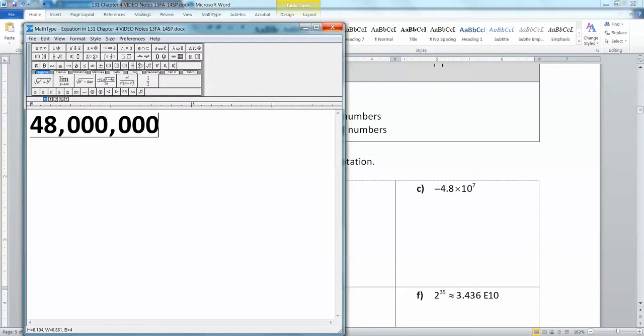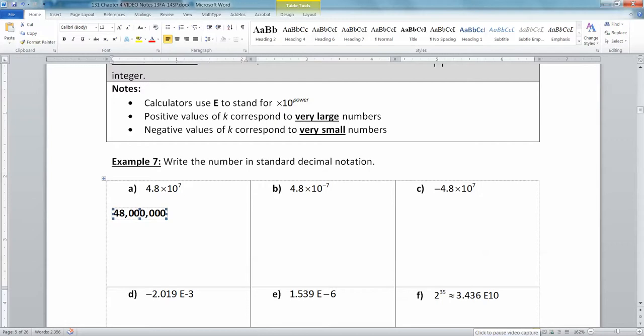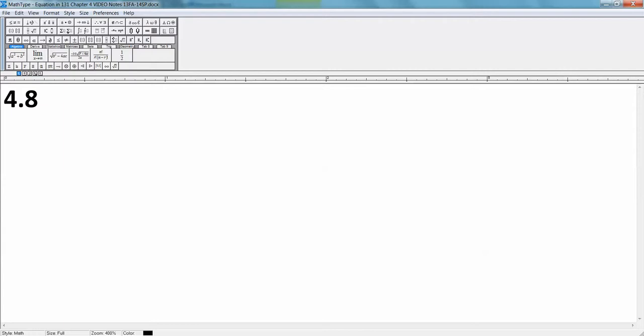Okay, so now we're going to do it again. But this time, instead of 4.8 times 10 to the seventh, we're going to do 4.8 times 10 to the negative 7. So let's see here. Let me pull this up. Okay, so we had 4.8, right? Times 10 to the negative 7. So we're going to take this decimal point and we're going to move it 7 spots to the left.